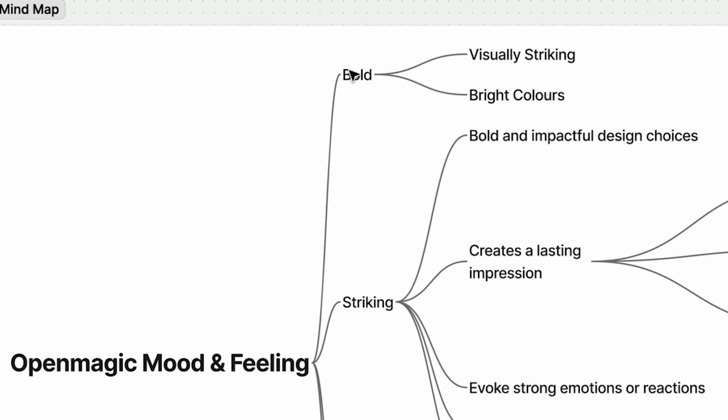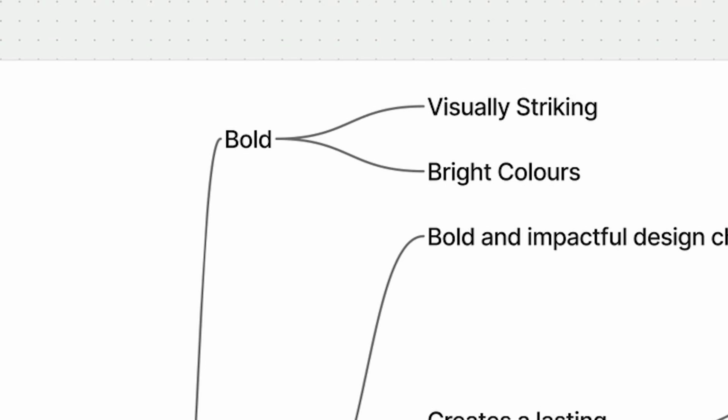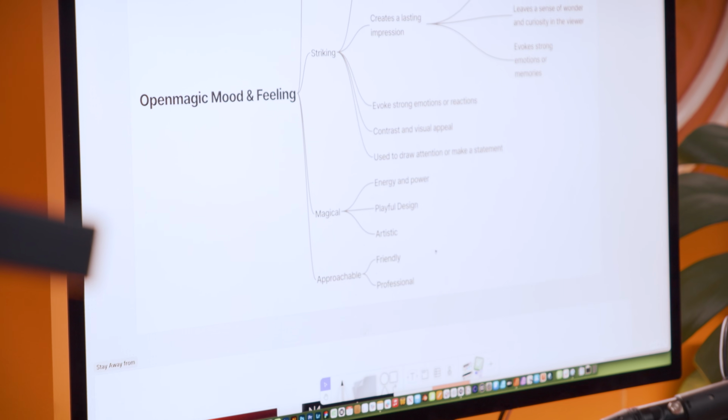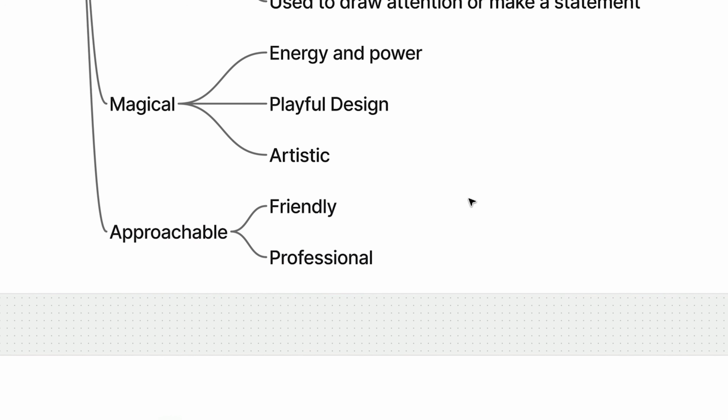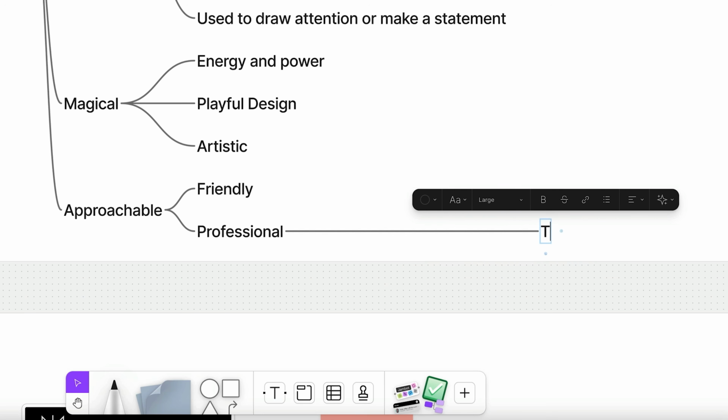So I've chosen four main feelings and moods that we want to get across with the brand identity, which is bold, striking, magical and approachable. And within all of these are sub points that connect to each other. So if it's approachable, we want the designs to feel friendly, but also professional. And even here, we could say trustworthy. That's another one. So trustworthy.